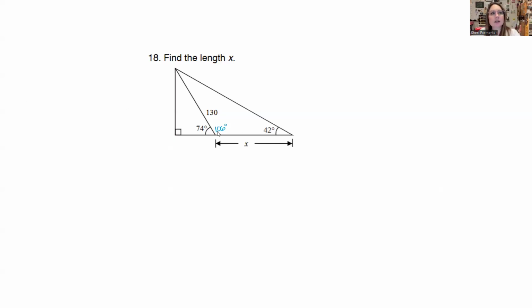If I know that this is 106 and this is 42, can I figure out this one? Yeah. Figure it out and tell me what it is. 32. And in the littler triangle, the right triangle, if I know this is 74, can I figure out that? Yeah. What is it? 16. All right. If I know 16 and 32, can I figure out the whole length? Yeah. What is it? 48.